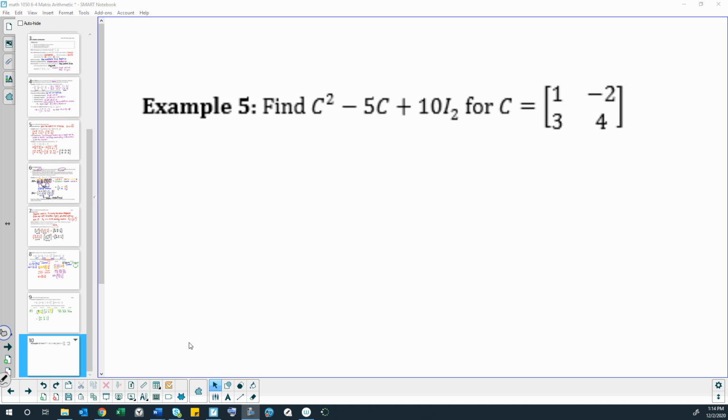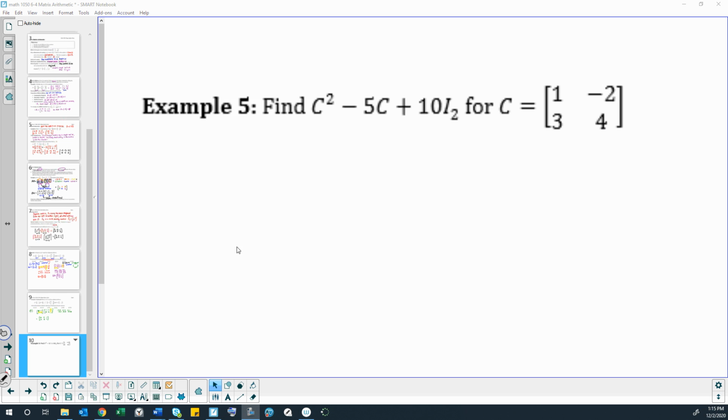Section 6.4, example 5. We have this funky expression that we're going to plug a matrix into, as if we're evaluating a variable and plugging a number in for the variable, but in this case it's an entire matrix. So here's a little quadratic expression, C squared minus 5C plus 10 times I sub 2, that identity matrix. And our C matrix is 1, negative 2, 3, 4.